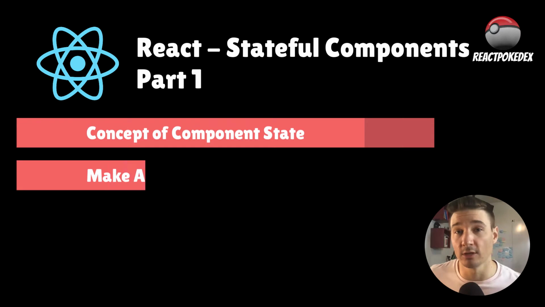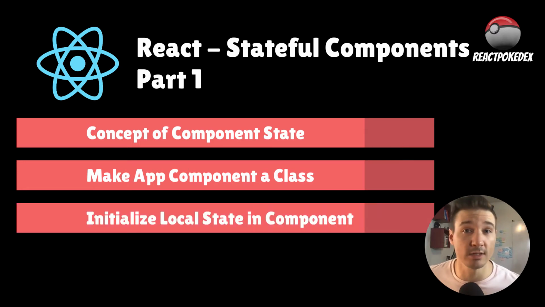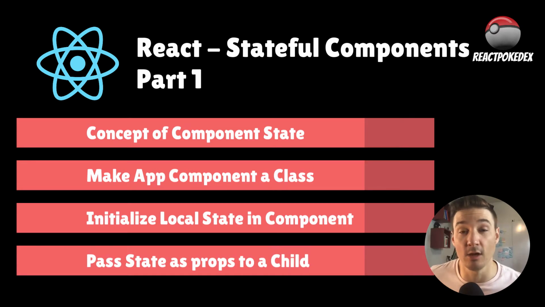Number two, we'll take a look at the source code that we've been working with throughout the Pokedex project, and we'll take a component that is written as a function and turn it into a class-based component, which is how we're able to use local state. Number three, we'll initialize that local state in your class component. And number four, we'll use that state in code and pass it as props to another component. So another component will use the value that we store in our state.